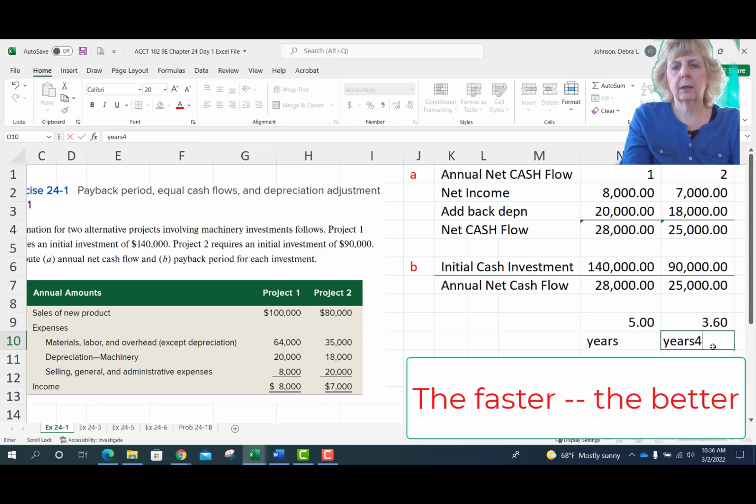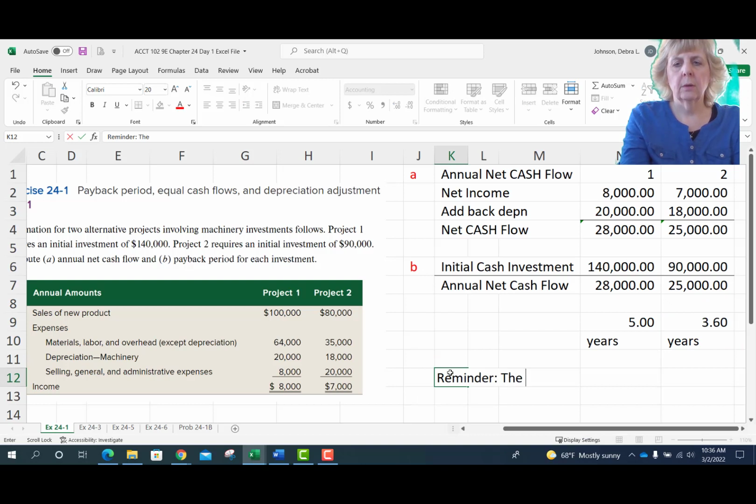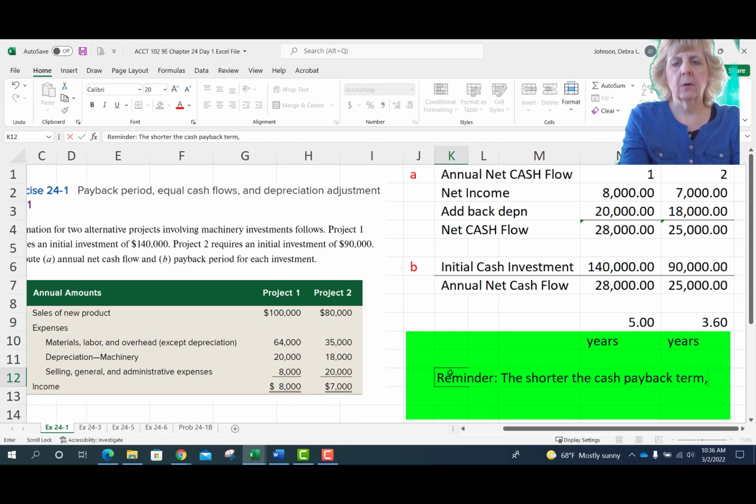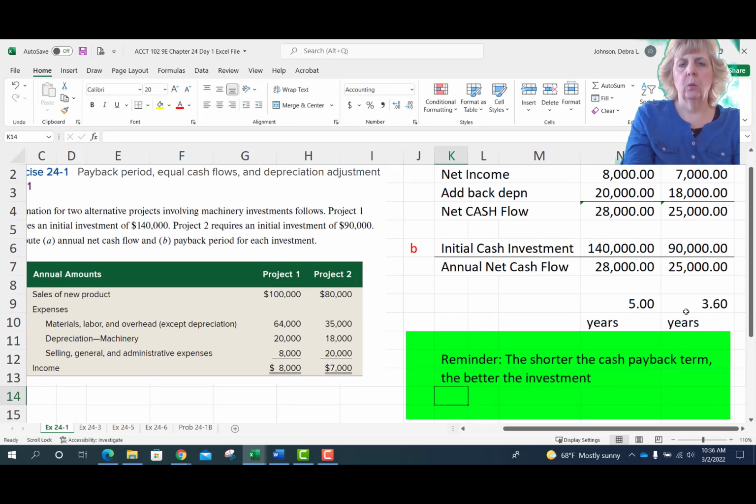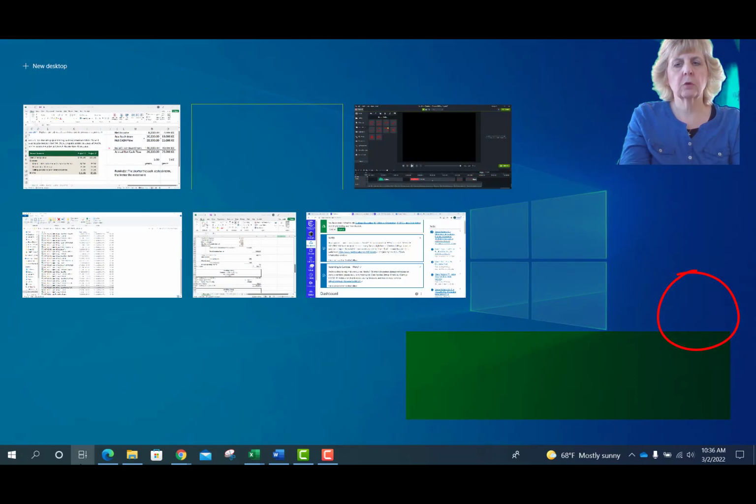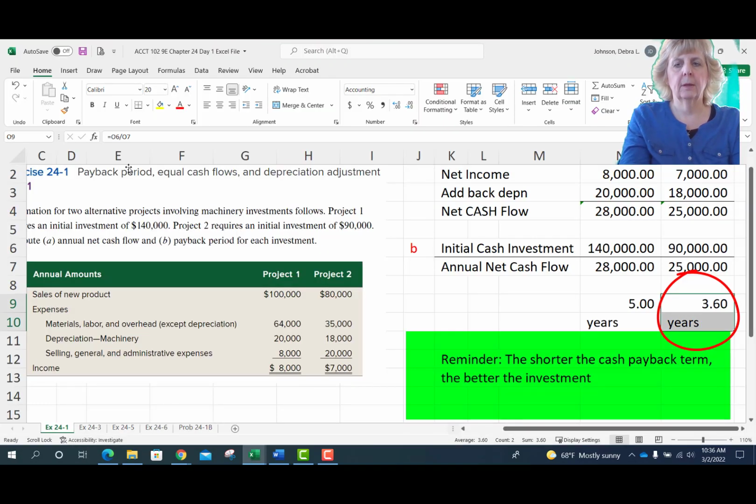If we could only pick one investment, in other words, we had capital rationing in place, we would go with the second investment that brings the cash back in a shorter time period. So I'm going to put up a reminder here. The shorter the cash payback term, the better the investment. So if we could only pick one, we would pick that project 2 because it brings our cash back to us in a much more expeditious manner.